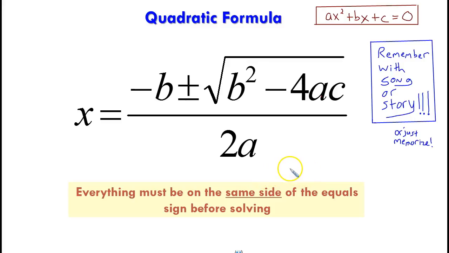It was like this. Negative b, plus or minus square root, b squared minus 4ac, b squared minus 4ac, all over 2a, all over 2a.